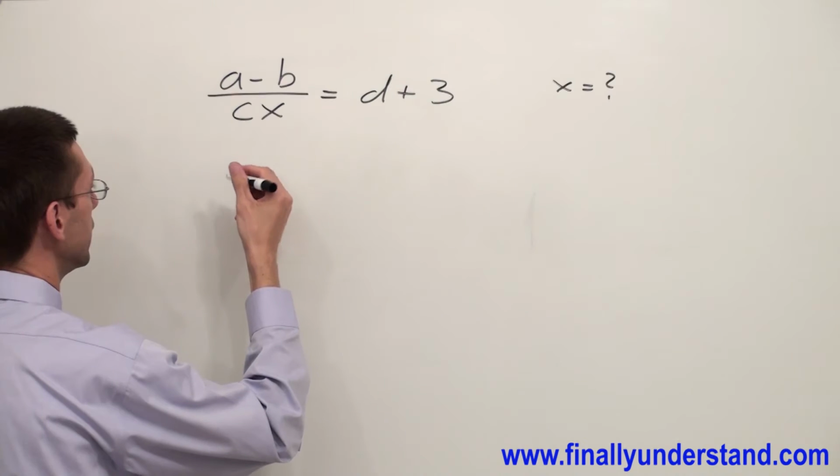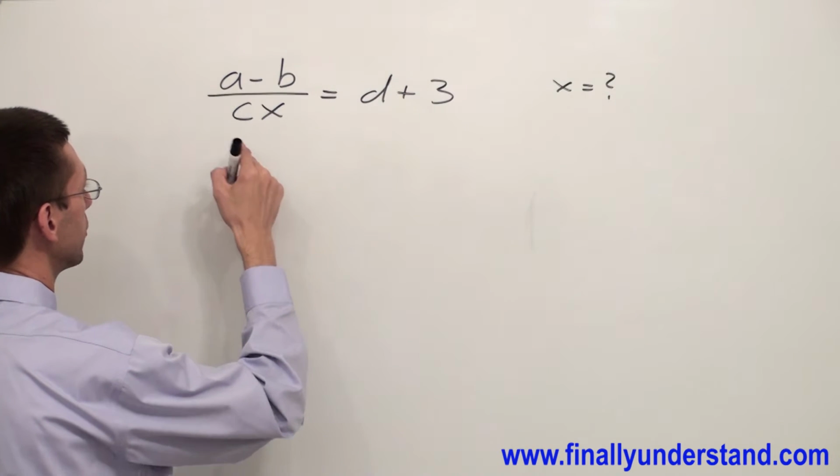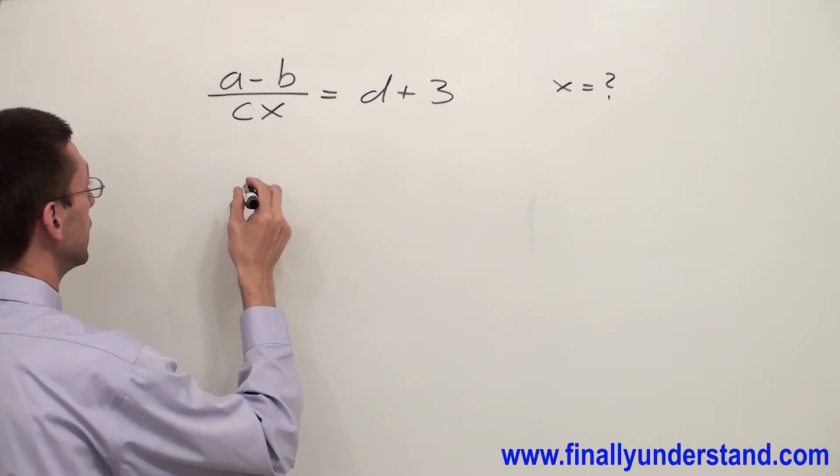We have to find x. X is in the denominator of the fraction. We have to eliminate the fraction by multiplying both sides of the equation by the denominator.